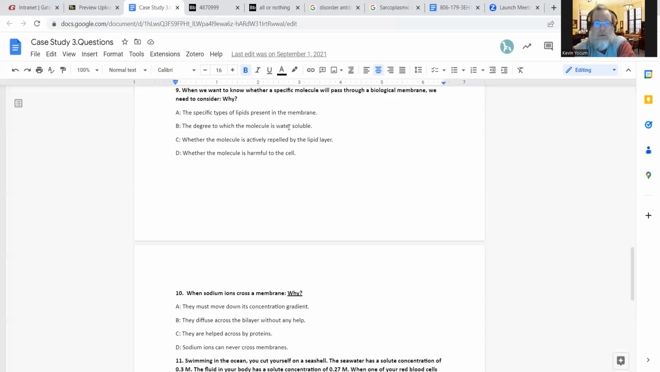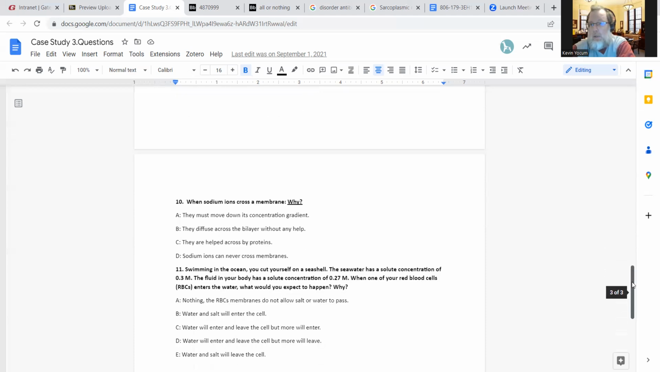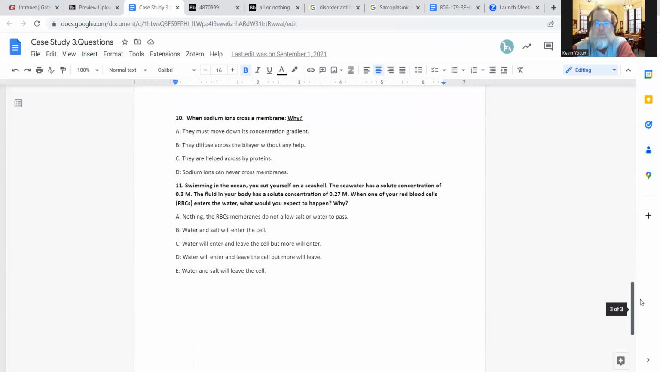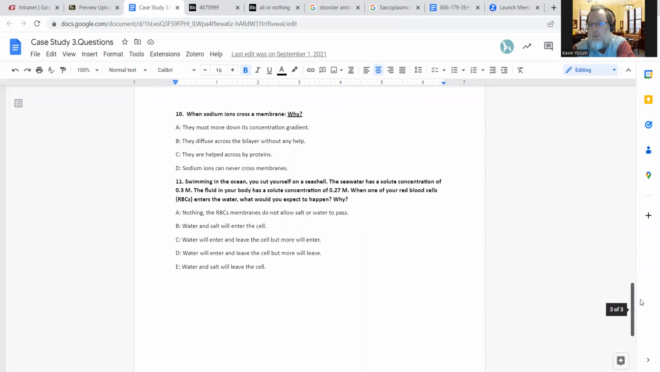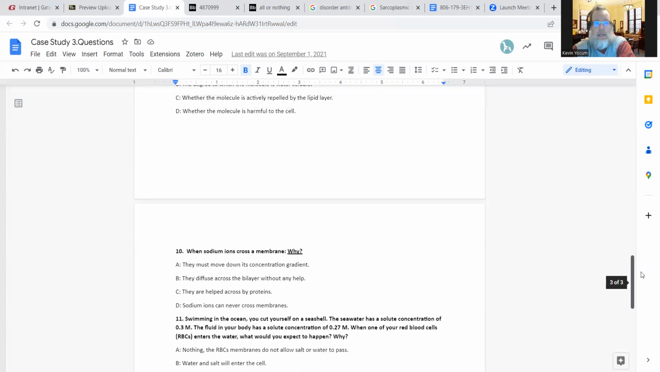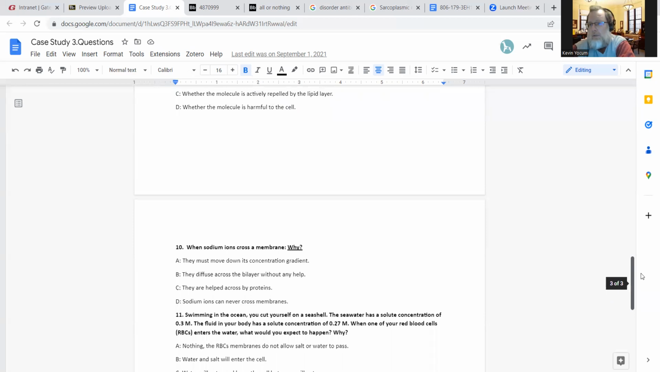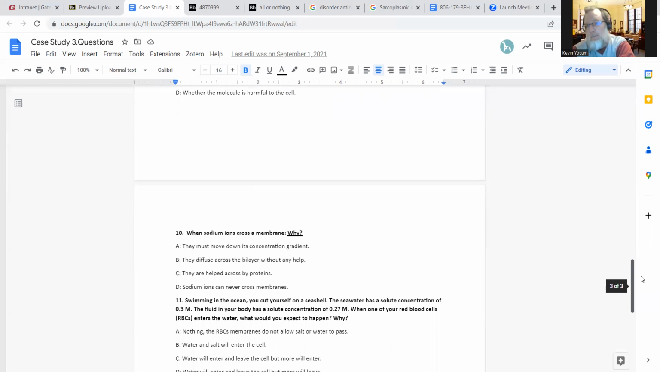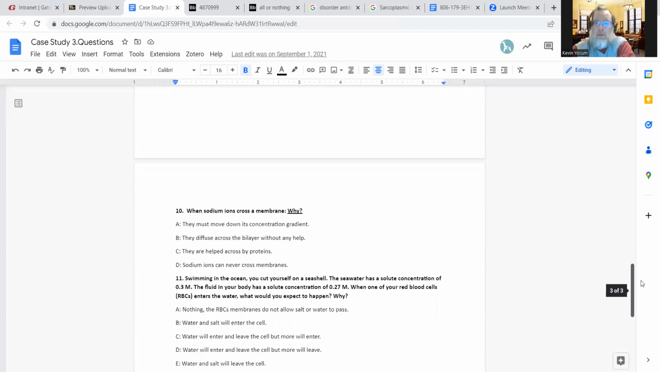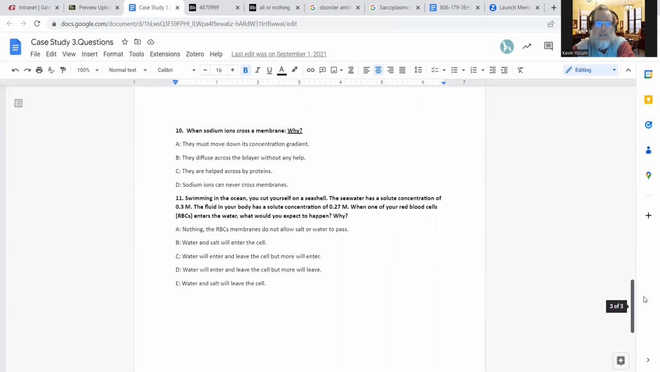So your best bet for number 9 is the degree to which the molecule is water soluble. That holds true all of the time. Because if it's not water soluble, it just won't pass through the membrane ever. Versus D, the molecule is harmful to the cell. Well, many molecules are harmful to the cell, and they manage to make it through. So that really doesn't have to do with anything.